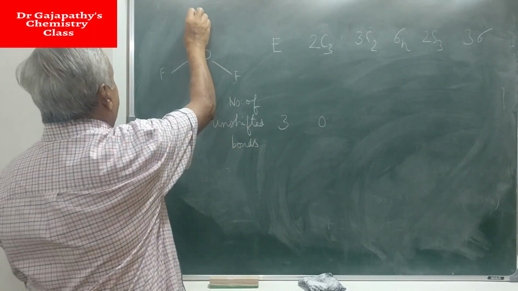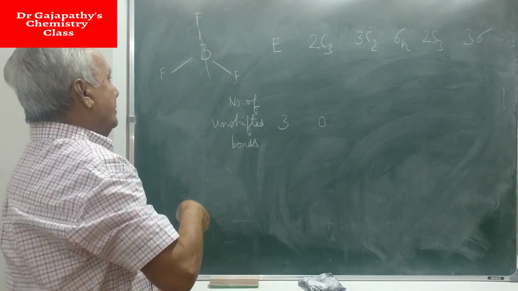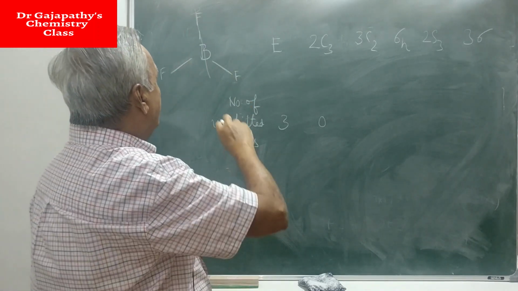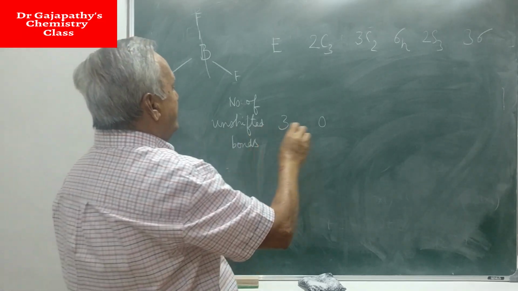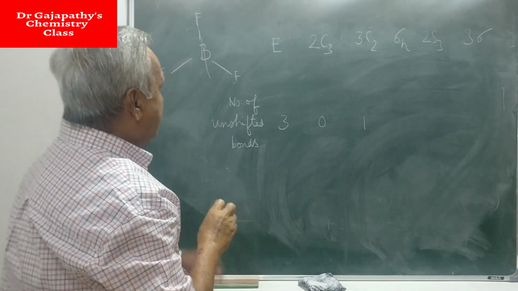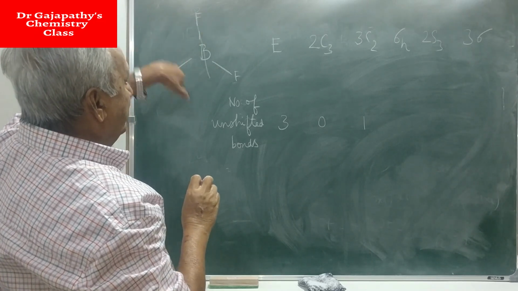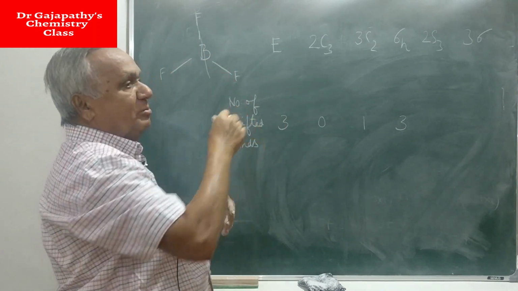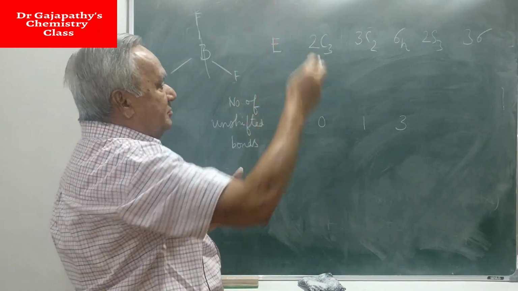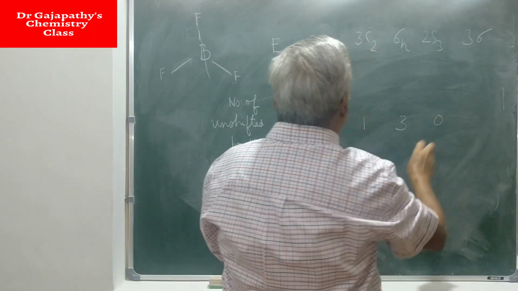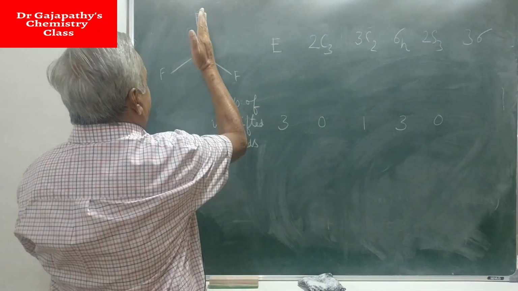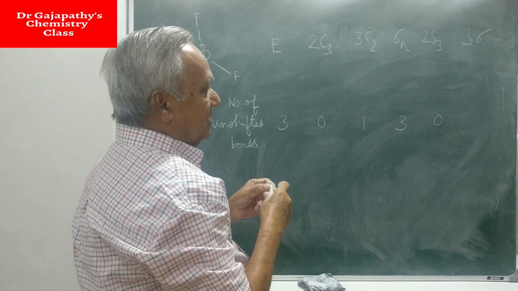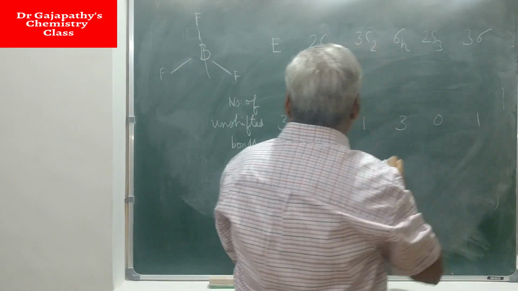I perform a C2 operation, put an axis here and give a 180 degree rotation. This bond will be unshifted, these 2 exchange positions. So when I do a C2 operation, only 1 bond remains unshifted. A sigma h, I reflect in this plane, all the 3 remain unshifted. S3, a C3 followed by sigma. When I do C3 itself, the bonds get shifted, so it is 0. And if I reflect in a plane, only 1 bond will be unshifted. These 2 bonds will exchange positions. So it is only 1. So 3, 0, 1.